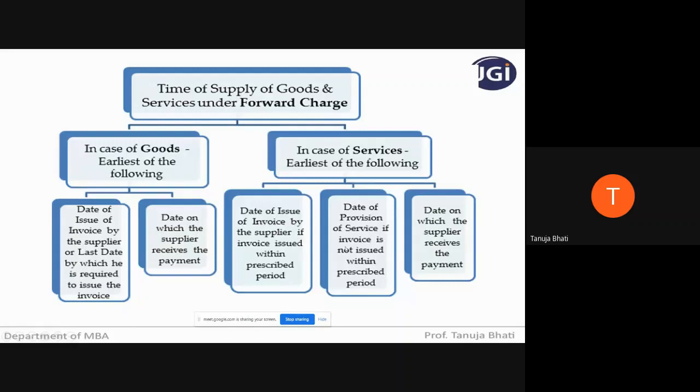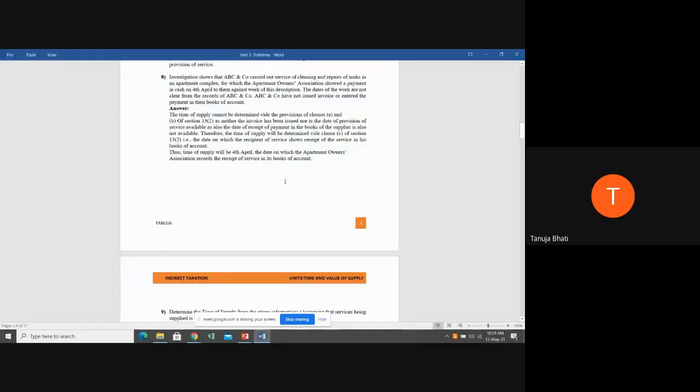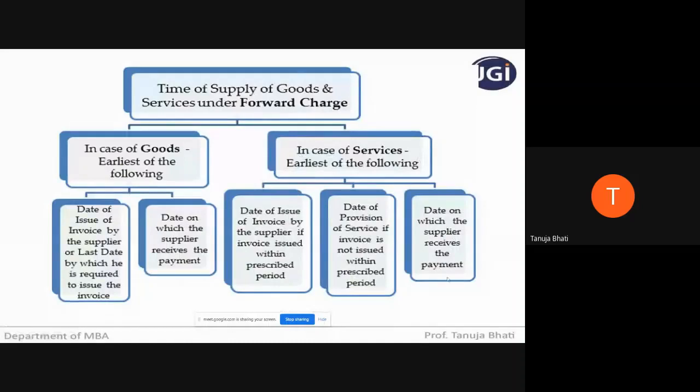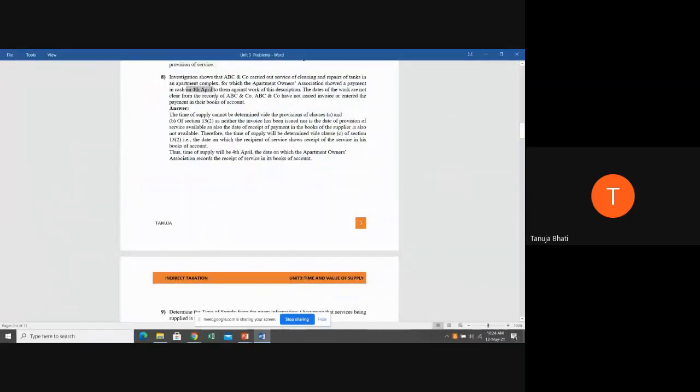So if these two provisions are not applicable, then you have to see the date on which the supplier receives the payment. That will be the date that we have to assume as the time of supply in case of services. This will apply only if these two, that is clause A and clause B under section 13, are not applicable. Therefore, the date on which the supplier receives the payment is 4th April, students. So 4th April will be the time of supply in respect of this particular problem. So students, is this particular problem clear? Yes, students?